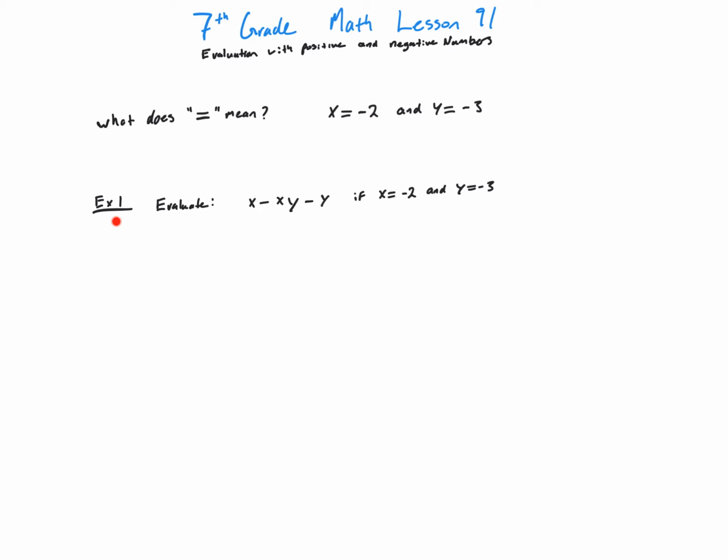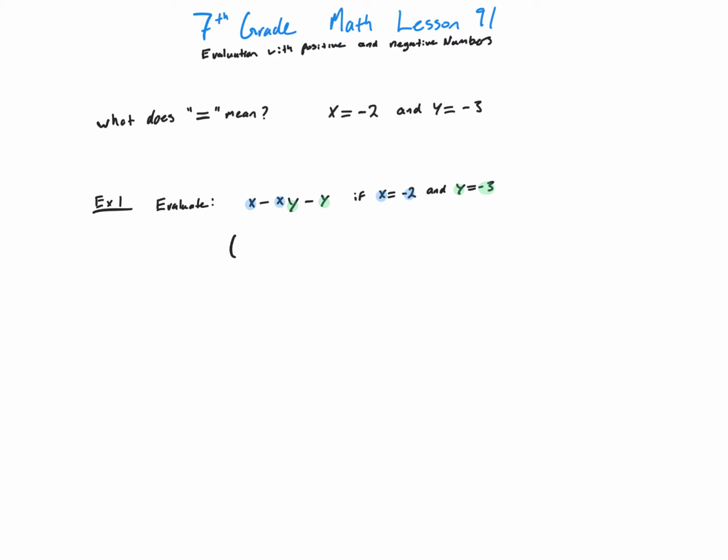So here's example 1. It says evaluate this expression if x is -2 and y is -3. So we want to find out, how does this simplify down if the value of x is -2 and the value of y is -3. What we're going to do is use x is equal to -2 wherever we see x, and use y is the same thing as -3 wherever we see y. We're going to do that using parentheses.